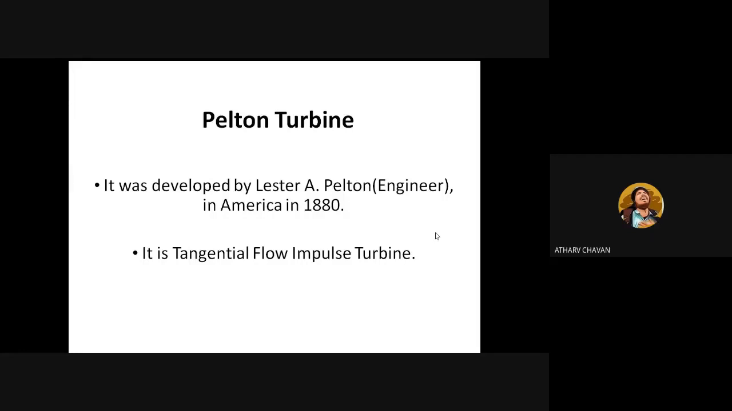And tangential flow turbine means the jet flow which is striking on the vanes is tangential to the runner. The runner is nothing but an assembly on which the vanes or the buckets are arranged. It is suitable under high heads, that is 100 to 1600 meters. Head is nothing but the topmost point of water available in the dam.